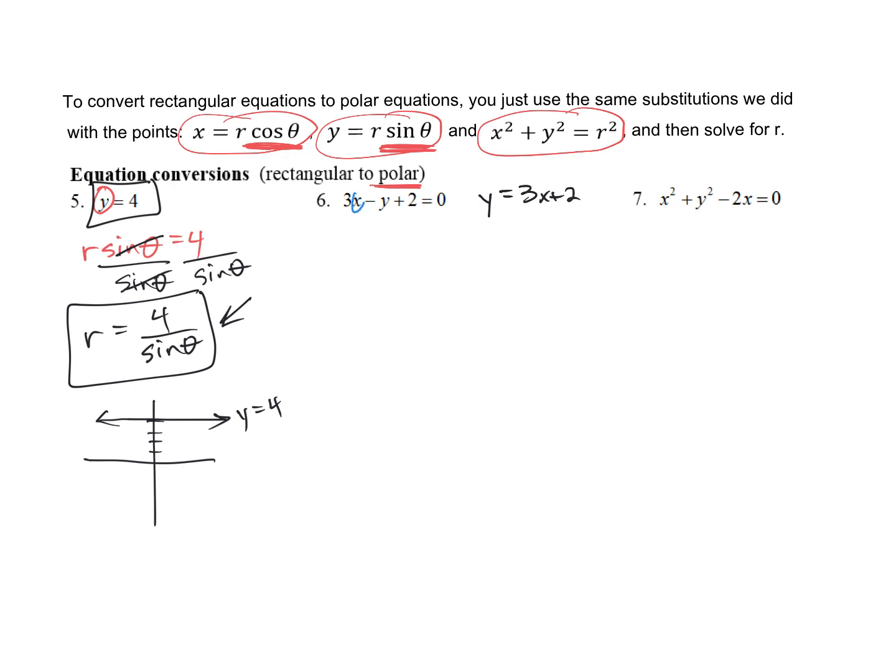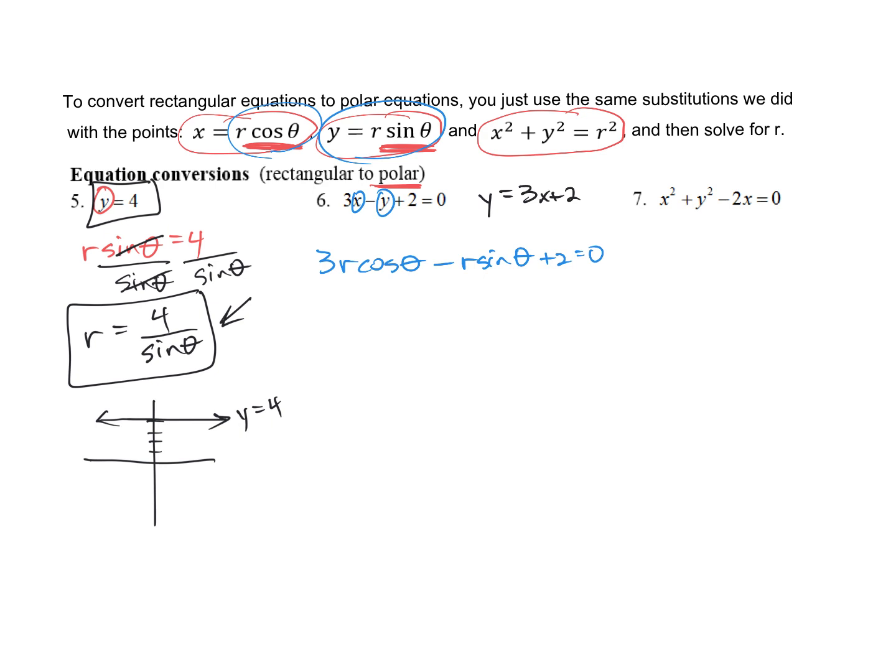What can I substitute in for this x? R cosine of theta. So 3 times r cosine of theta. And then, of course, again, for the y, we can plug in our r sine of theta. So minus r sine of theta plus 2 equals 0. So that is a polar equation, but we can't put it in our calculator because it's not solved for r.